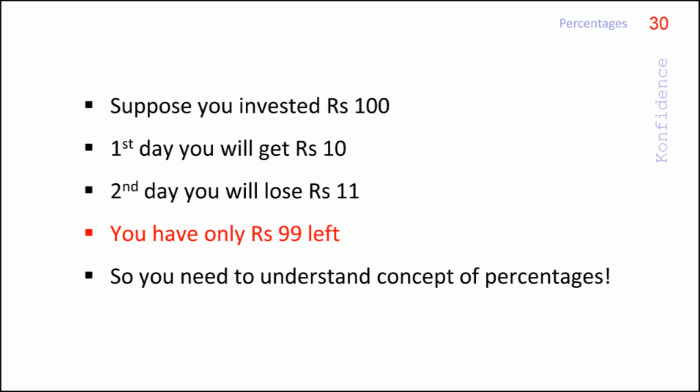Now, let us take a good look. Suppose you invested rupees 100 in the market. On the first day, you will get rupees 10. So, now you have rupees 110 with you. On the second day, you lose 10%. That is 10% of 110. That is rupees 11. Now you have rupees 99 only with you.